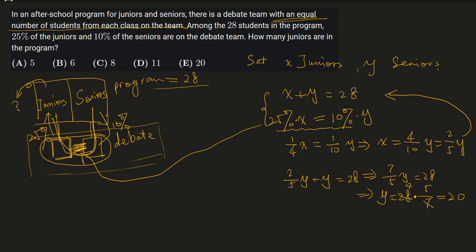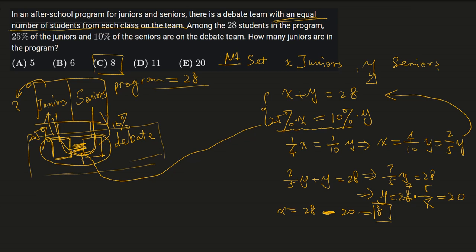Therefore, we have 20 seniors. This Y represents the number of seniors in the program. Therefore, the juniors equals 28 minus 20. This is 8. So our answer is 8. So C is our choice. Let's call this method 1. We build up a system of equations with two variables.